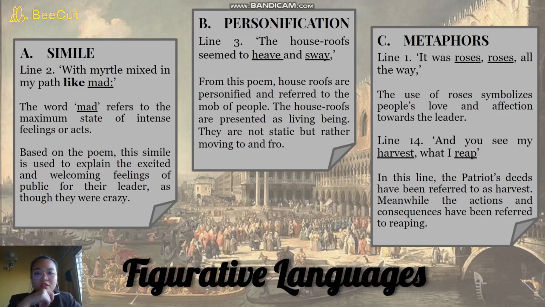And we shall proceed. Number 1, simile. In line 2 we can see, "with myrtle mixed in my path like mad." The word mad here doesn't mean angry, but instead it means the craziness of the villagers when they see their leader coming back. From the poem we know in the first and second stanzas, the villagers were all very happy because of the achievement that the leader had made. And when the leader came back, they were all excited to welcome the leader.